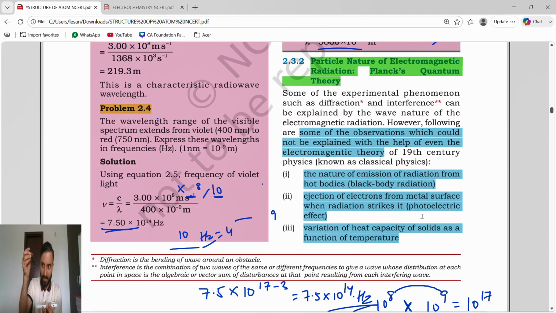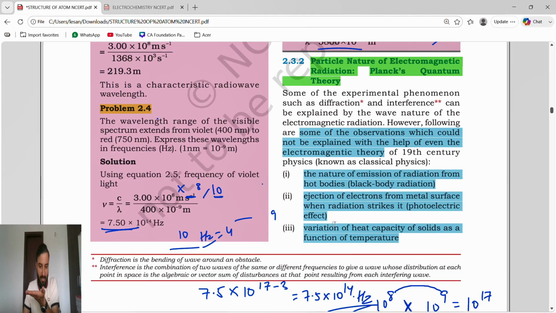As the ray of light hits the metal plate, what will happen? The metal plate will start releasing electrons. If we hit a ray of light on the metal plate, the metal plate will start releasing the electron. Electron means what? Charge. The charge means what? Electric. So that's why photoelectric effect.